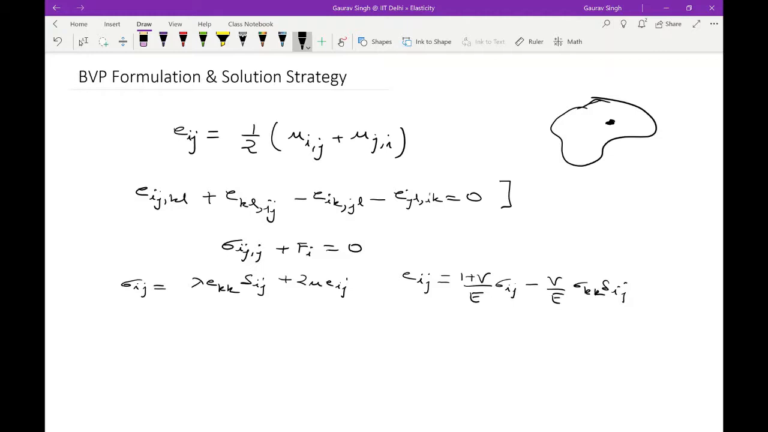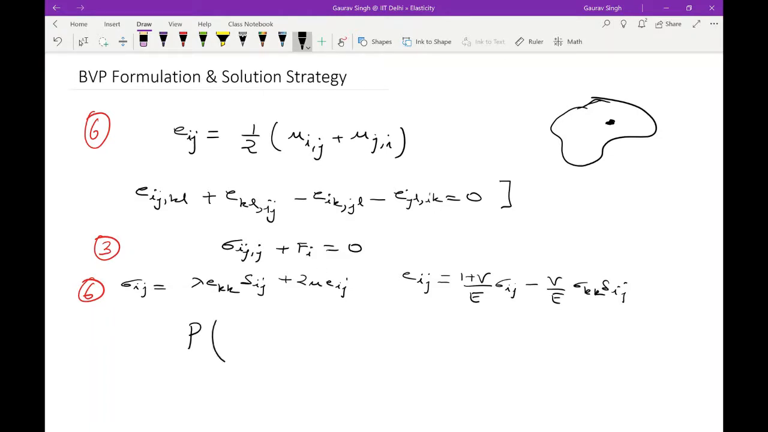So what is the general system of field equations? How many relations are there? There are six strain displacement relations, three equilibrium equations, and six Hooke's law equations, since sigma_ij has six independent components. So you have a total of 15 relations in front of you, and let's now define the so-called problem.